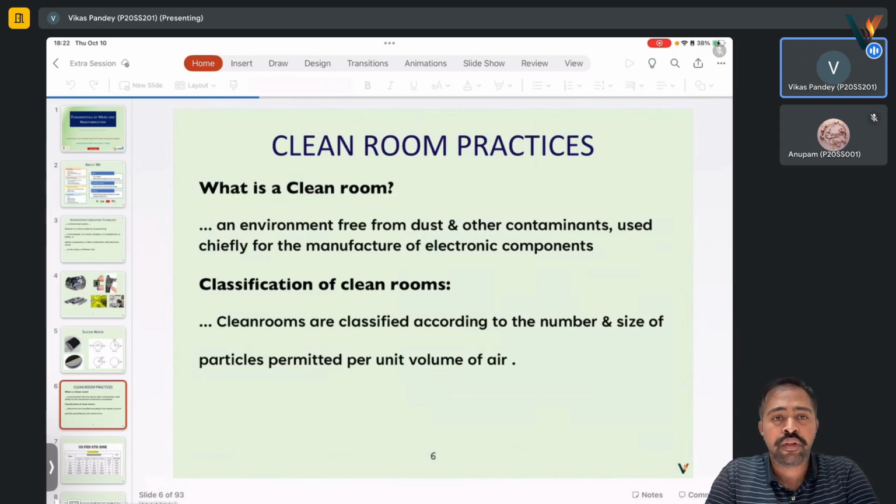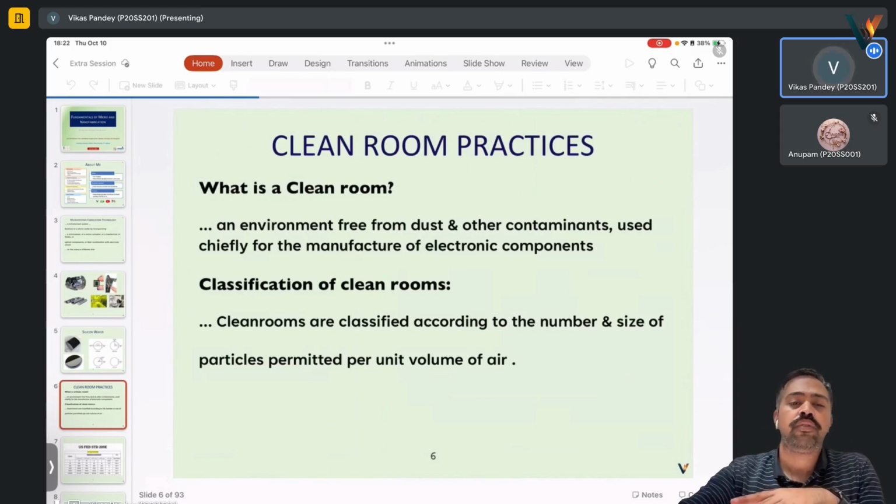The whole process of micro fabrication is done in a clean room. So what is a clean room? It's an environment free from dust and other contaminants, used chiefly for the manufacturing of electronic components.